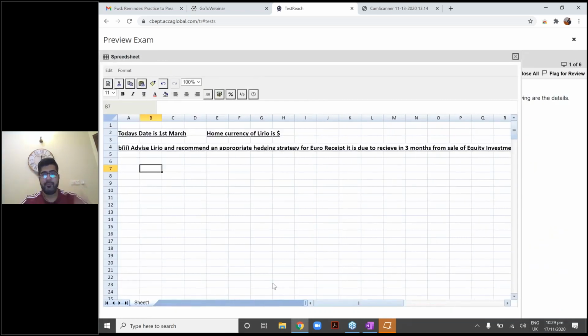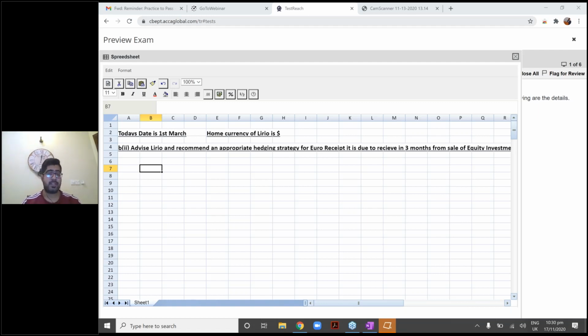Okay, so when we read the question, in the first paragraph it was written today's date is 1st March 2016. So I wrote it. Home currency of Lirio is dollar. We read the whole question. Everywhere it was dollar given, revenue and everything. So it was dollar. Then it said that Lirio will receive euro 20 million in 3 months from sale of equity investment.